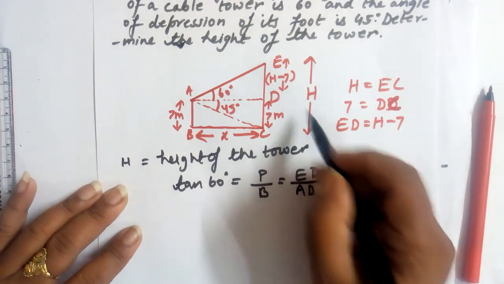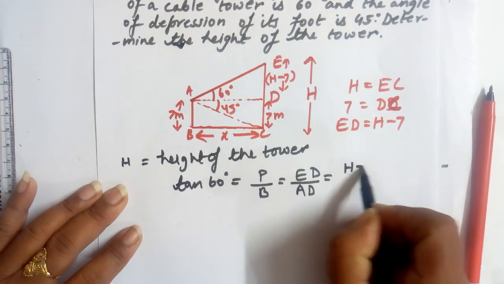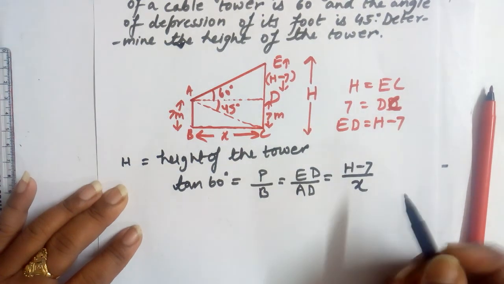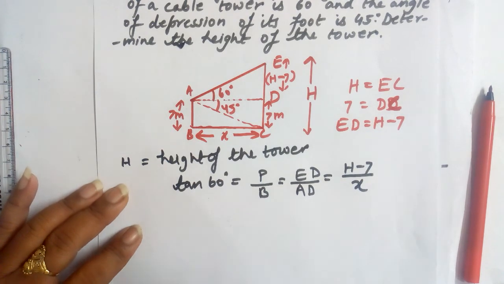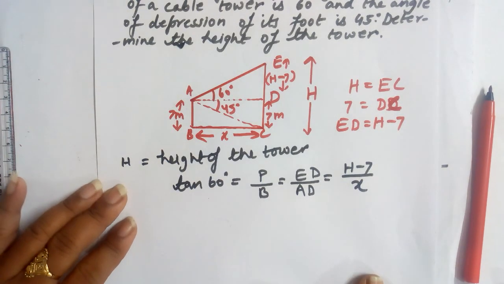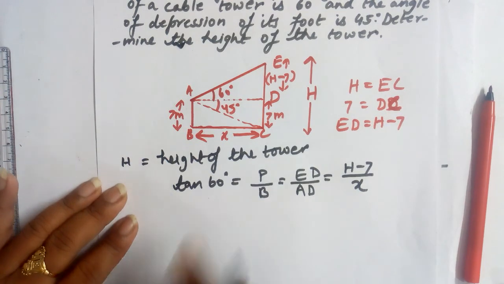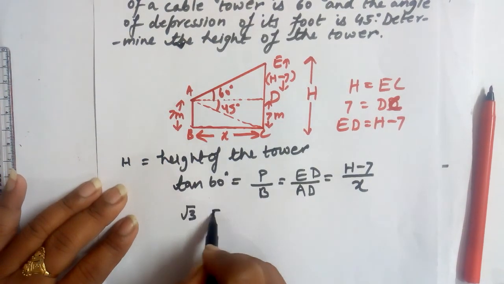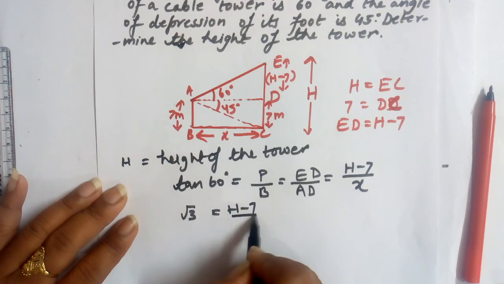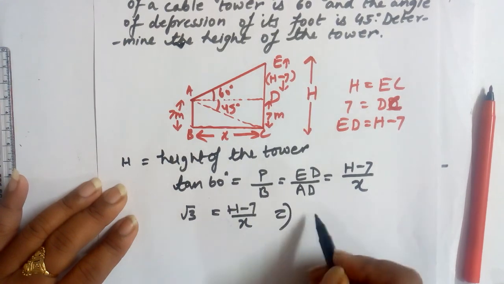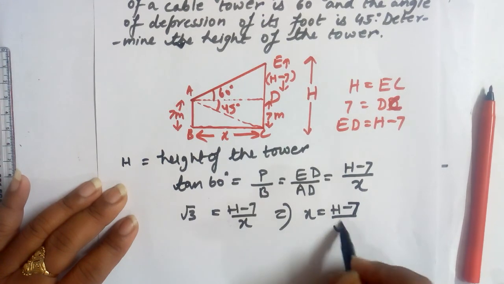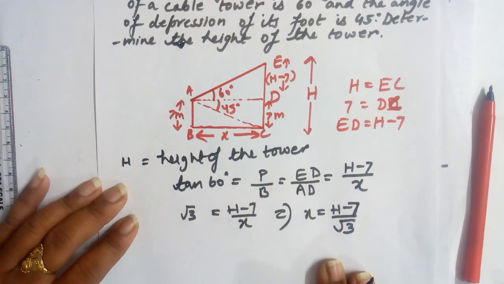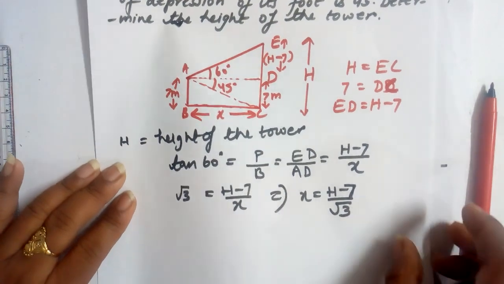So ED is, we have to find h minus 7 upon x. So tan 60, what is the value of tan 60? We have to recall all the values of the standard angles, and it is equal to root 3. So h minus 7 upon x, or we can say that x is equal to h minus 7 upon root 3.